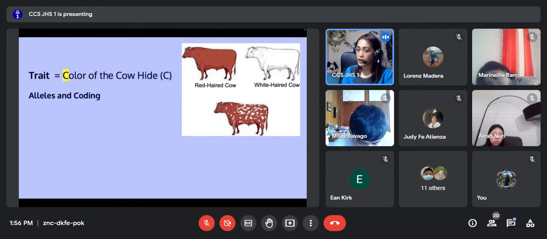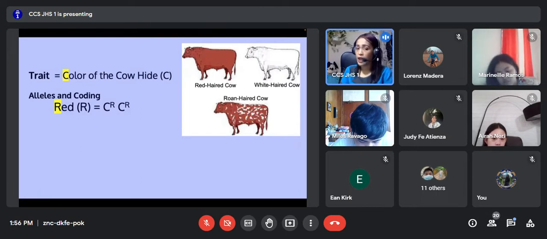while the other one, as you can see, has spots of white on a red, the majority of the covering is red, but there are spots of white. So we call this condition roan-haired cow, meaning it has spots of contrasting colors. So red or white. So we have red, that's a homozygous red. C came from the trait. CR CR is from the red hair.